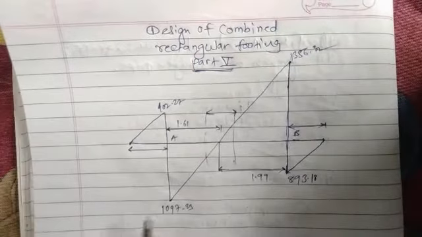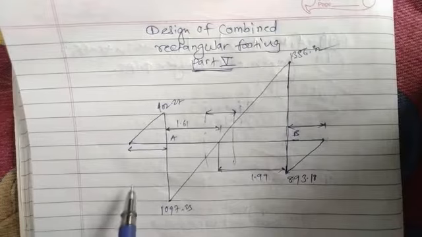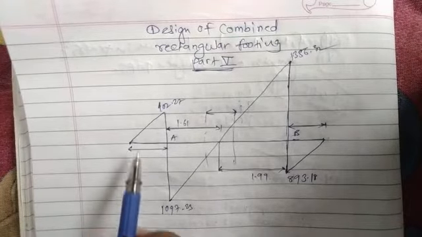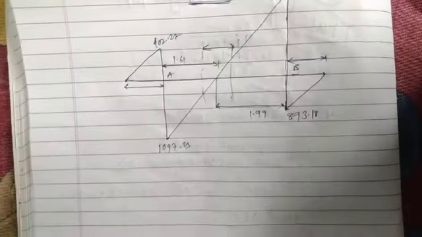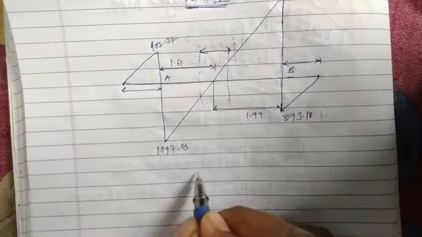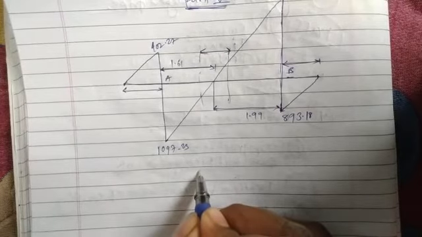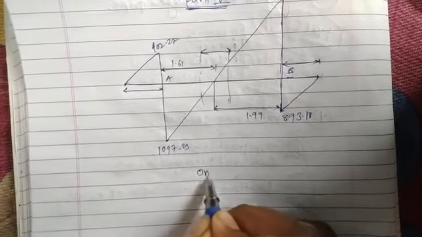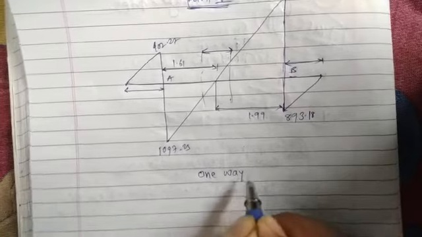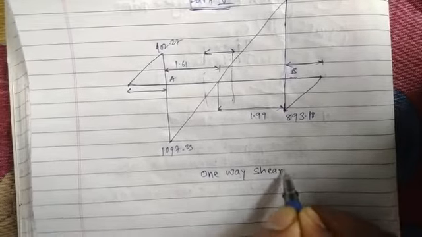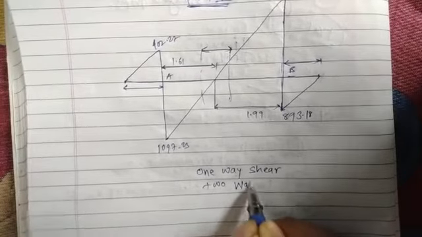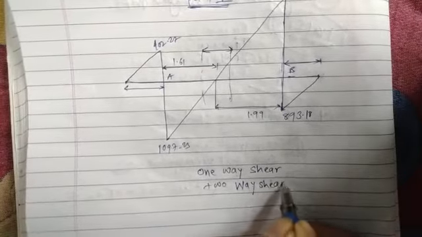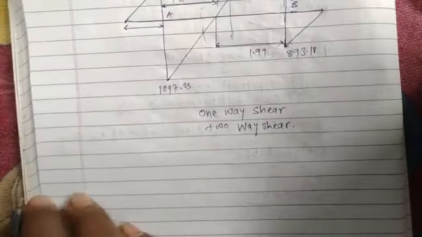So this was the shear force diagram which we have calculated in the previous step. Now we want to calculate the shear stress due to this external loading, and we want to check this footing for one-way shear and two-way shear, that is punching shear. Okay, so these are the two main requirements of ours.